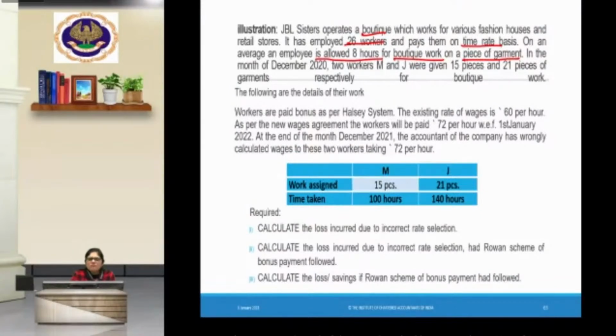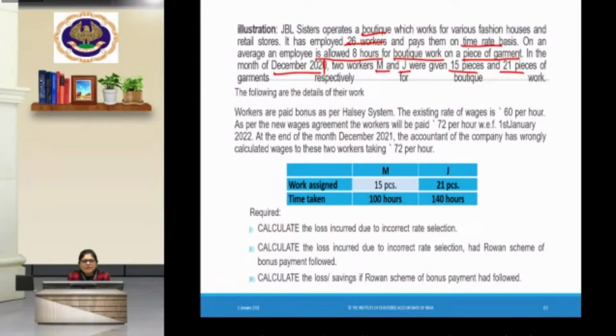In the month of December, two workers. Okay, so this is 21. It must be 21. So in the month of December, two workers, M and J, were given 15 pieces and 21 pieces. M was given 15 pieces to complete and J was given 21 pieces to complete.